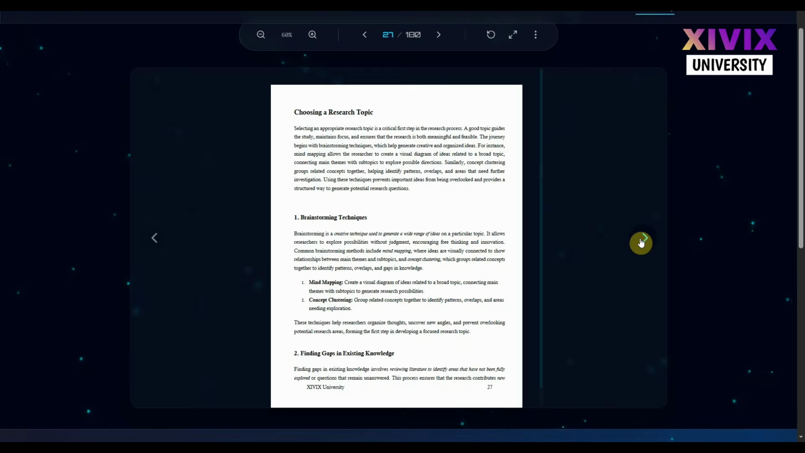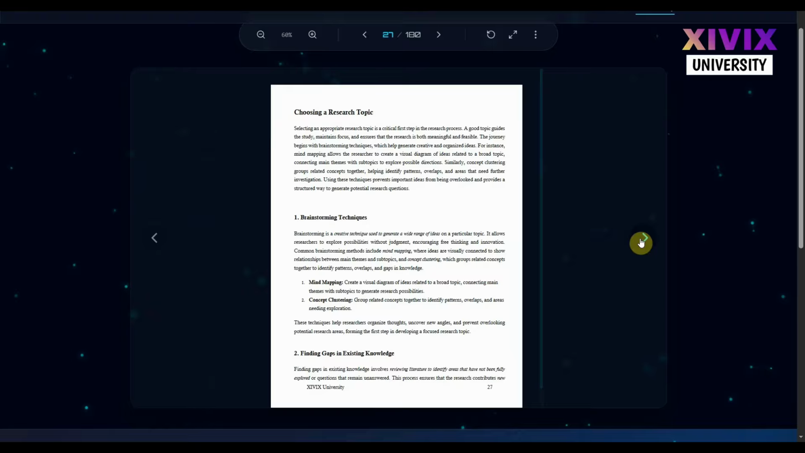So it basically creates a visual diagram of ideas related to a topic and connects them into a main theme with subtopics, sub-objectives in order to generate research possibilities. And the second method in brainstorming is concept clustering. Concept clustering involves grouping related concepts into one format. And this unified format helps understand and identify patterns, overlaps, and areas that need more exploration.